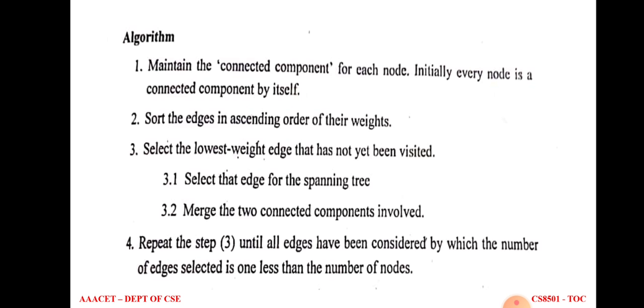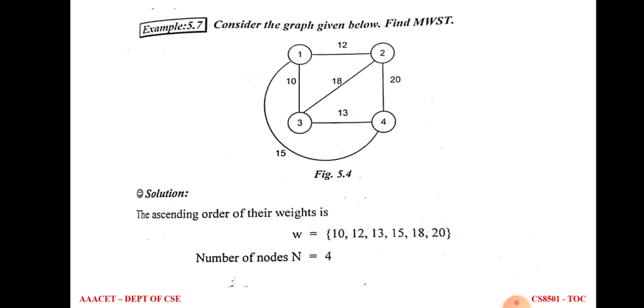In the third step, we have to select the lowest weight edge. In the last step, we have to repeat step 3 until all edges of the tree have been visited at least once. So this is an algorithm for minimum weight spanning tree. This is an example to find a minimum weight spanning tree.